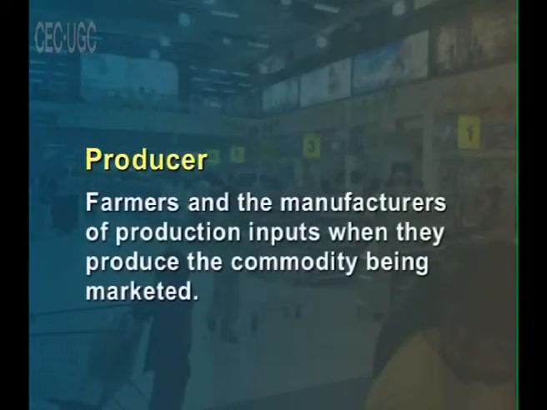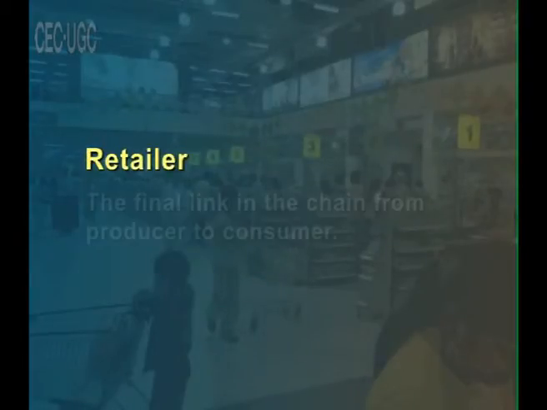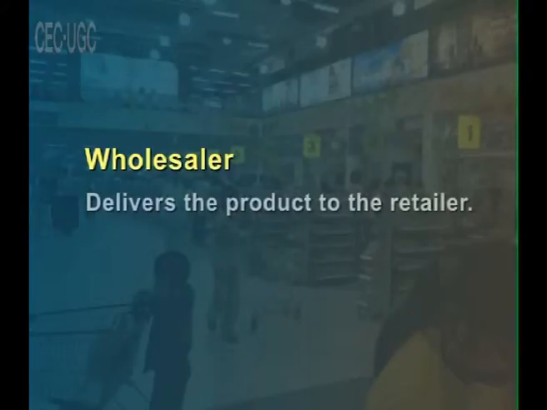The term producer includes farmers and the manufacturer's production inputs when they produce the commodity being marketed. The term consumer is used for anyone who is the final consumer of a product or the final user of a production input. The retailer is the final link in the chain from producer to consumer. The wholesaler delivers the product to the retailer.